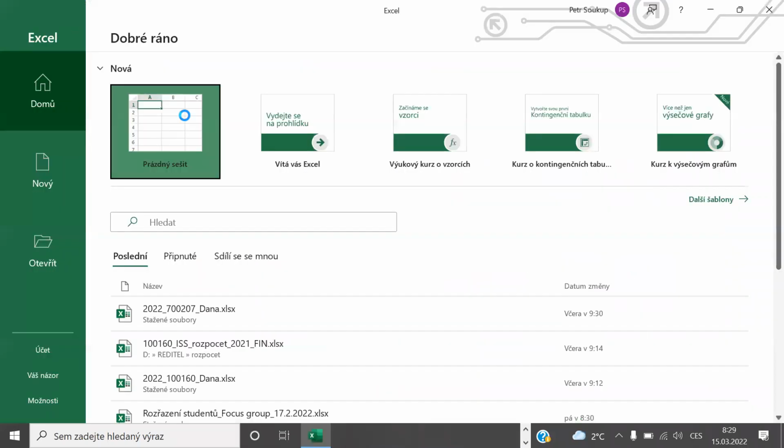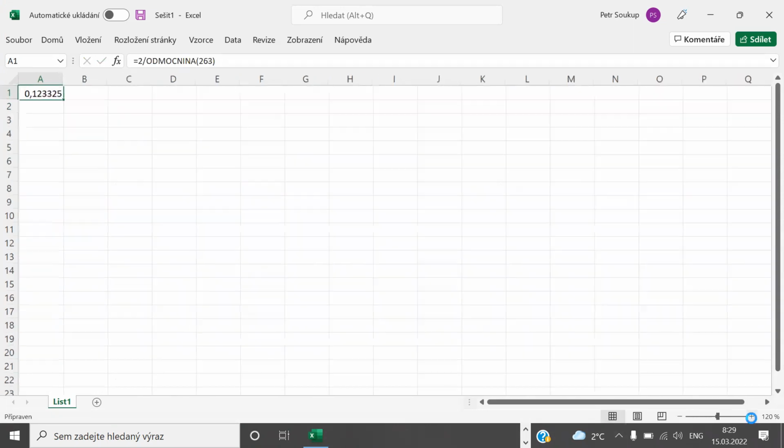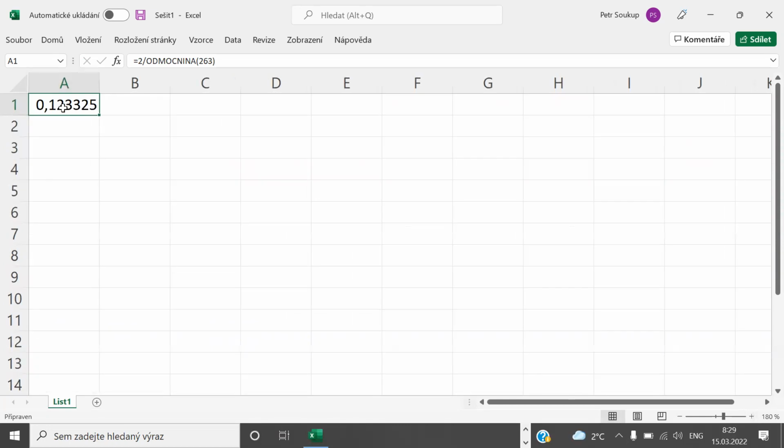So here we are in the Microsoft Excel environment. I will type 2 divided by square root, sorry for Czech Excel currently, and the sample size is 263. According to my computation, the cutoff level for standardized DFBeta would be approximately 0.12. So if standardized DFBeta is above 0.12, it is possibly an influential point.